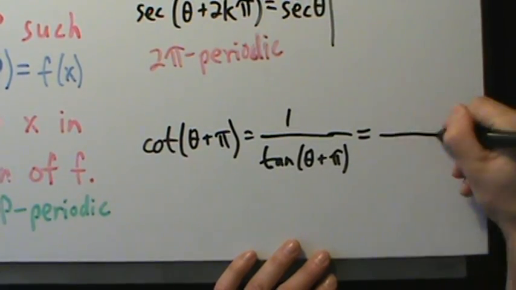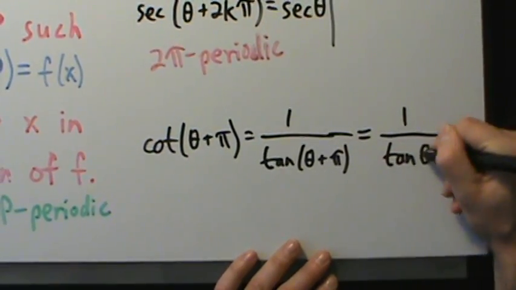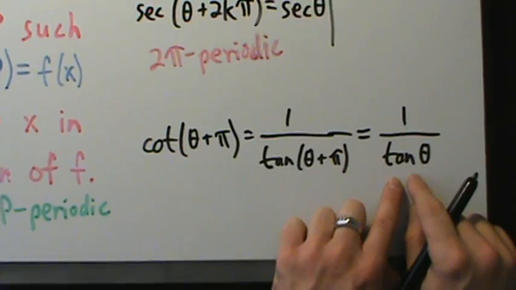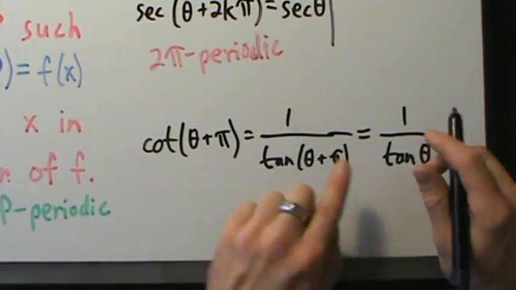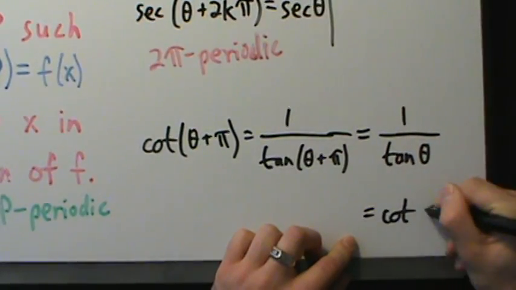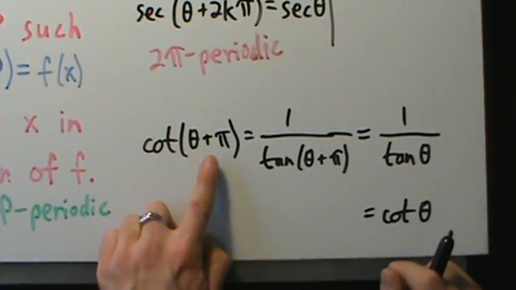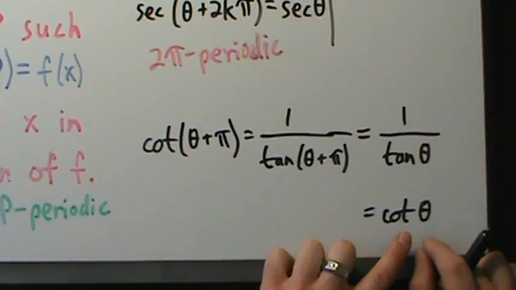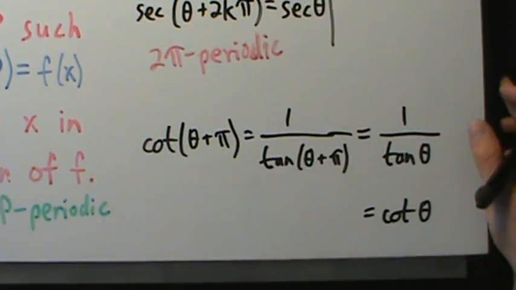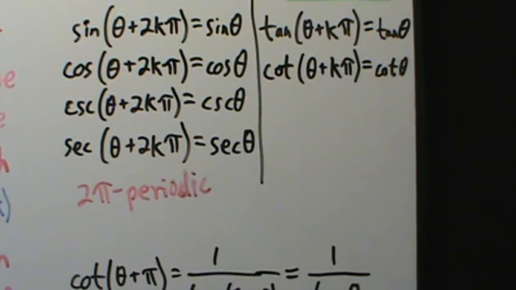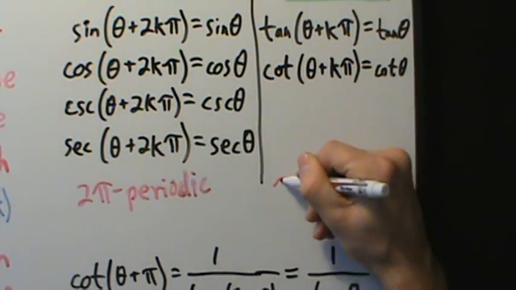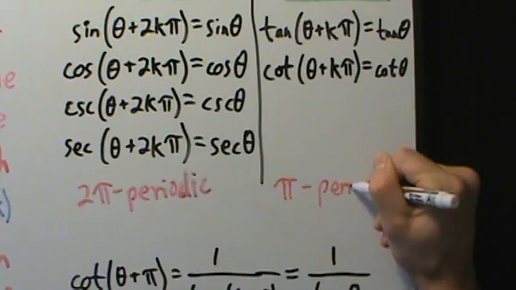So that would just give us the cotangent instead. But anyway, we know that tangent of theta plus pi equals the tangent of theta, so that's why this equality is true. Okay, but what is 1 over the tangent of theta? It's the cotangent of theta. So that's why cotangent of theta plus pi equals cotangent of theta, just because of the reciprocal identity, basically. Okay, so these two are called pi periodic.